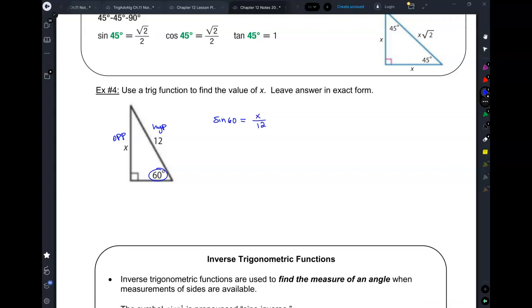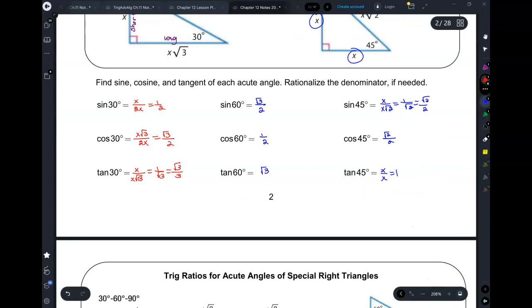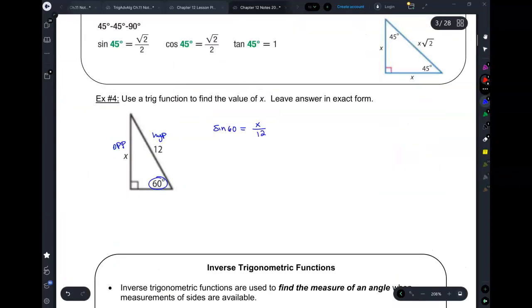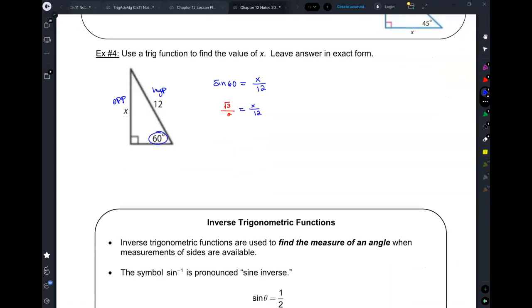Okay? Is that right? So now, we just figured out what sine of 60 is, right? What did we say over here that the sine of 60 was? Root 3 over 2 is equal to x over 12. So now, multiply both sides by 12. So x is 6 root 3.